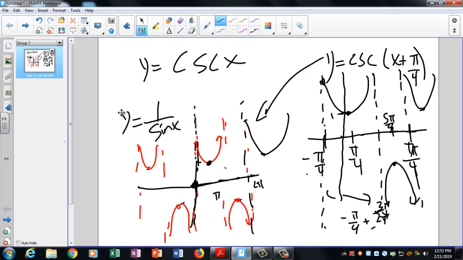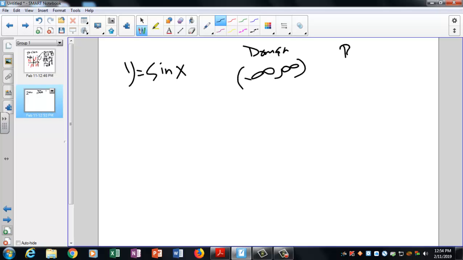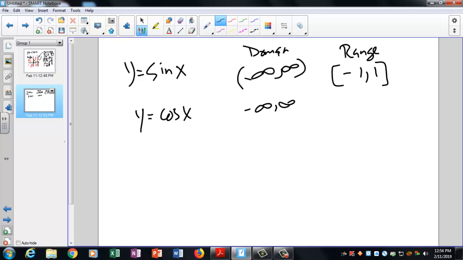Okay. While I'm recording, for those of you that are watching at home, I would like to go ahead and remind you of the domain and range of all six trig functions. For sine, the domain is negative infinity to infinity. The range is negative 1 to 1. The domain for cosine is negative infinity to infinity. The range is negative 1 to 1.